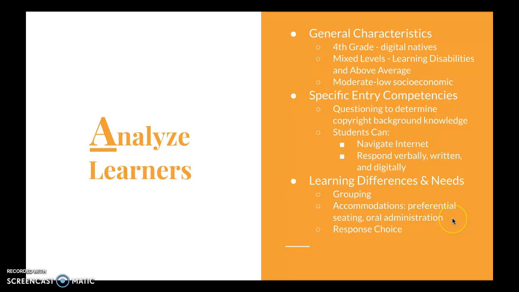Any accommodations, if I have students with IEPs, I might have them have preferential seating by having them seated close to me, or if we have certain seating in the library that might help students, like wiggle chairs or things like that. And then also oral administration for students who need questions and things like that on the exit ticket, the assignment read aloud to them.